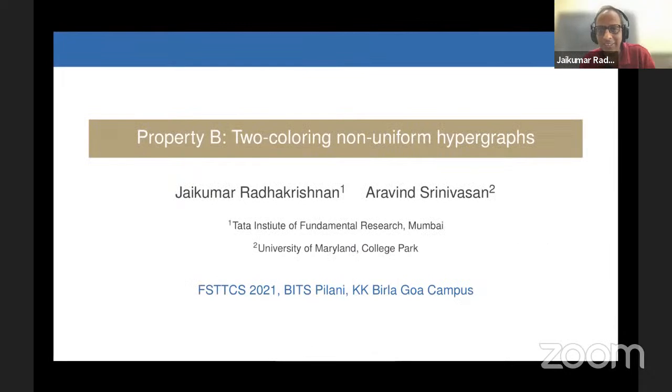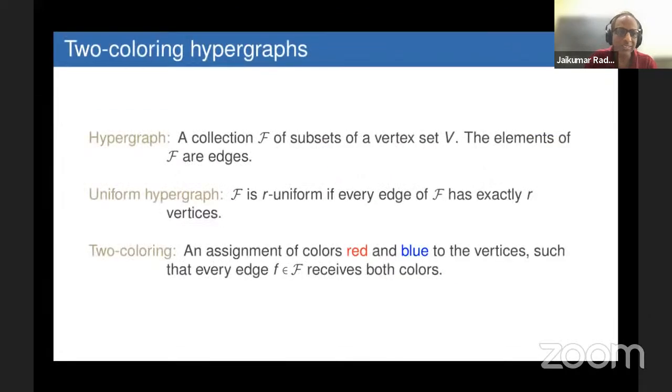All right, thank you for coming to my talk. My name is Jayakumar Radhakrishnan, and I'm going to be talking about two-coloring non-uniform hypergraphs. This is joint work with Aravind Srinivasan. So let me introduce the standard terminology in connection with hypergraphs.